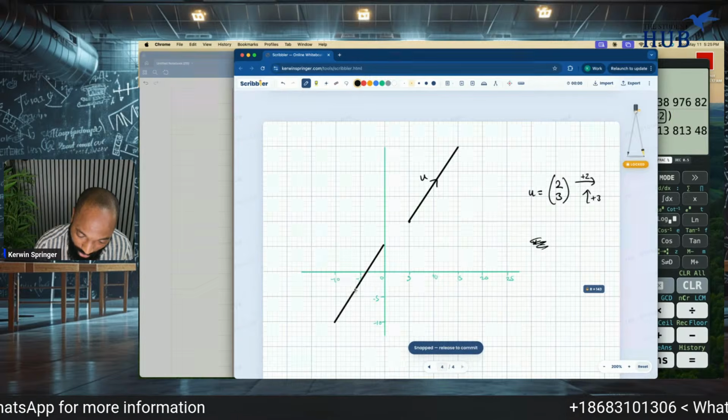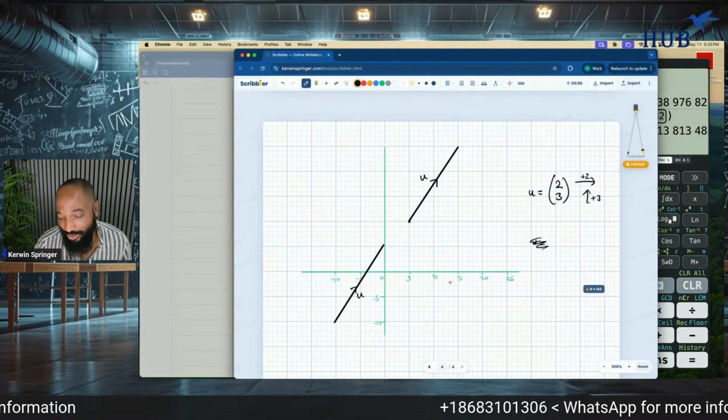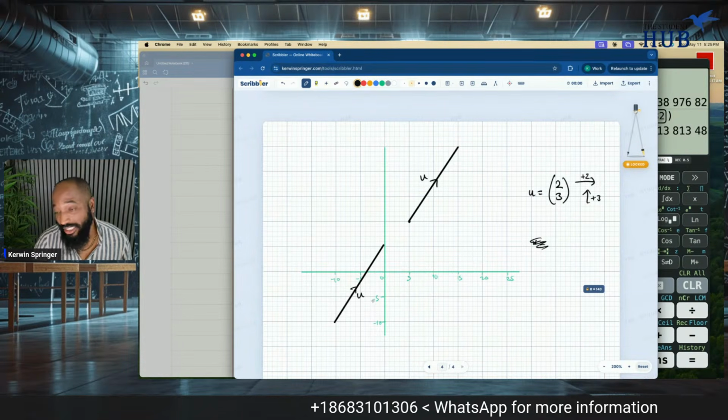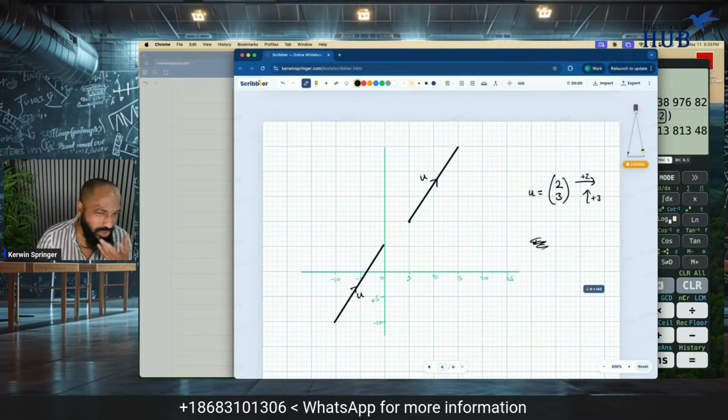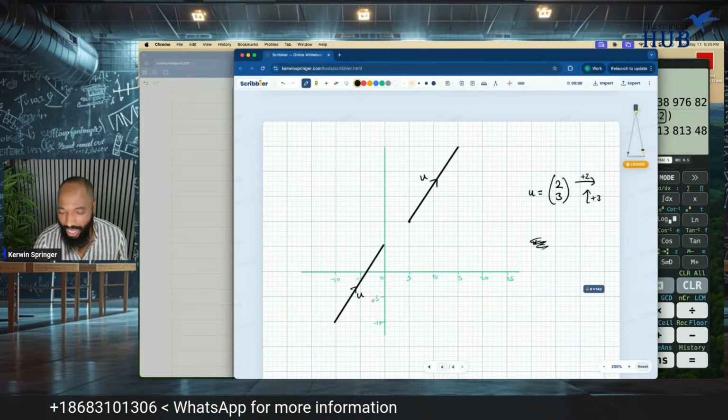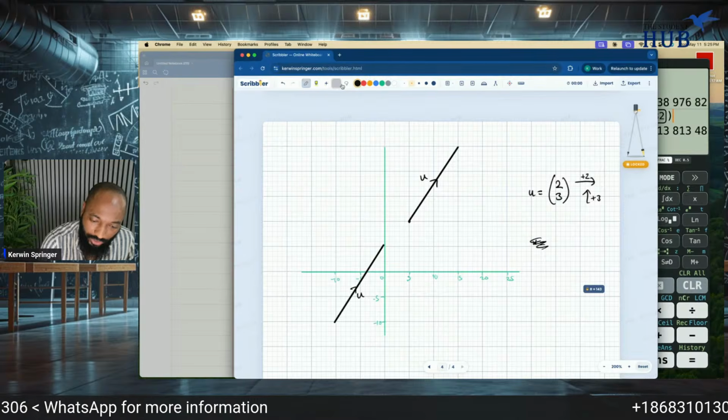This could also be u right here too. Like you right there too. Notice how they are parallel to each other because they're the same vector. So it's not too deep.